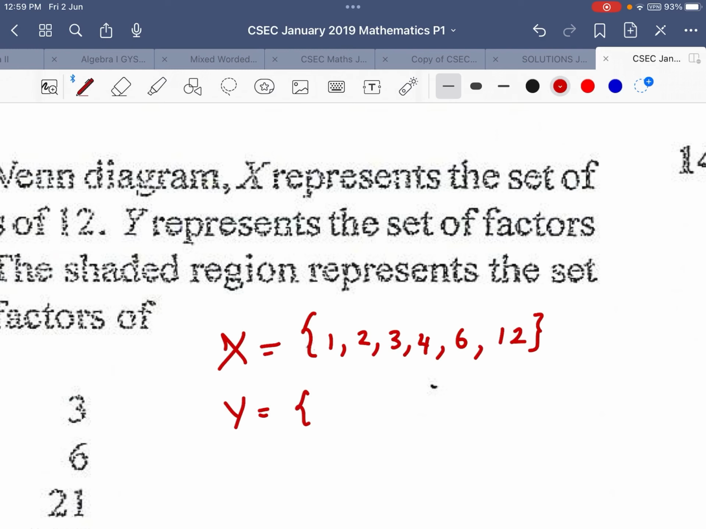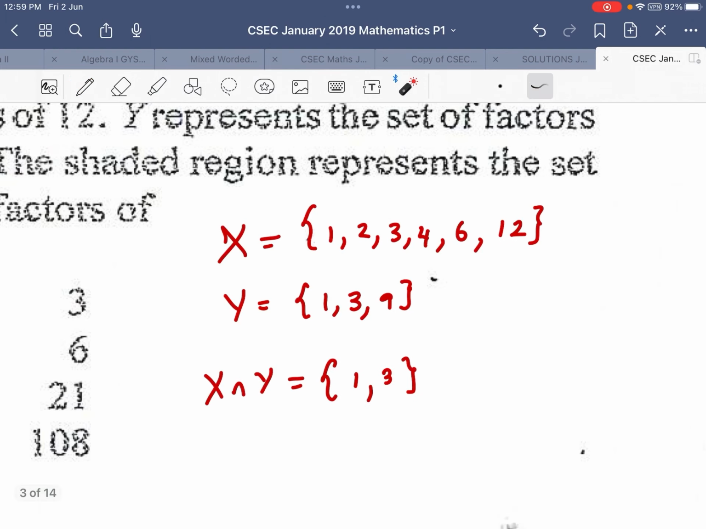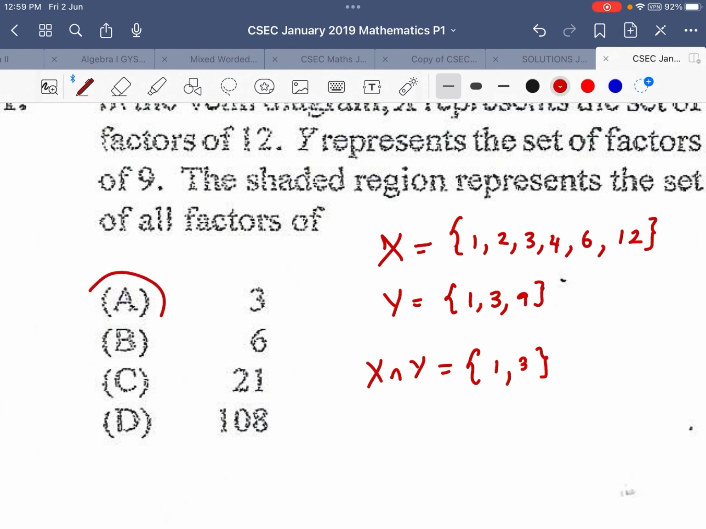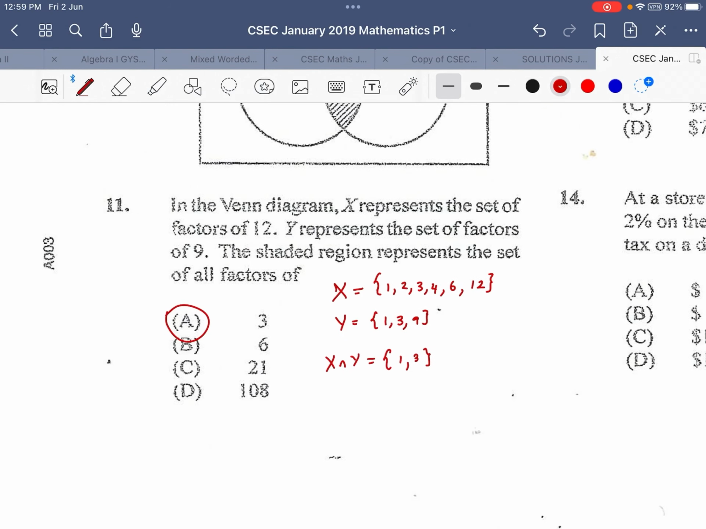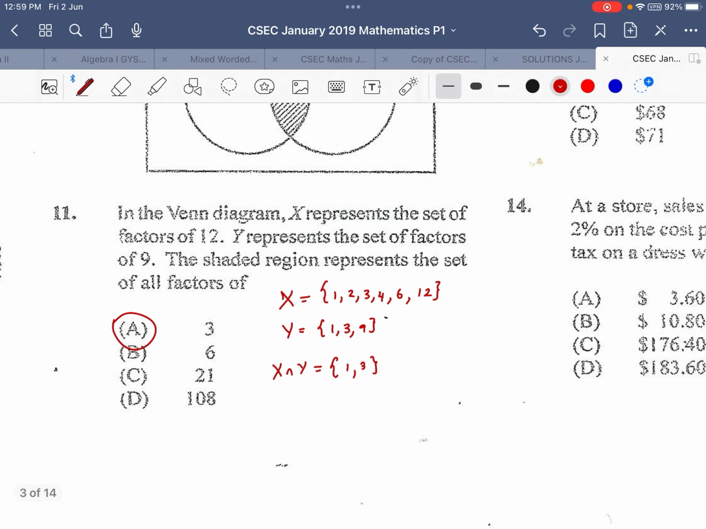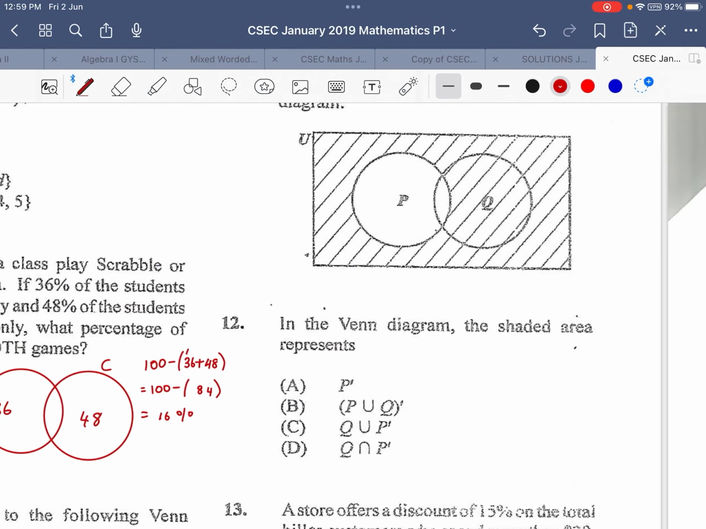Y would be all of the numbers that can go into 9 without leaving a remainder. That's just 1, 3, and 9. So the common x intersect y, which is the shaded region, is going to be 1 and 3. And you can tell that these represent the factors of 3. Right, so all of the numbers that can go into 3 without leaving a remainder. 3 is a prime number, so it's only 1 and itself. So 11 is A. Moving on.